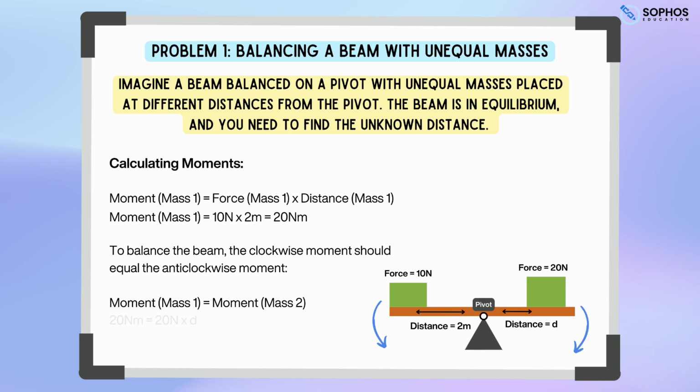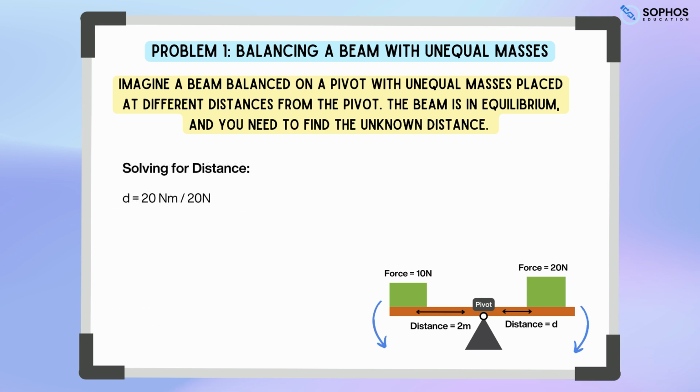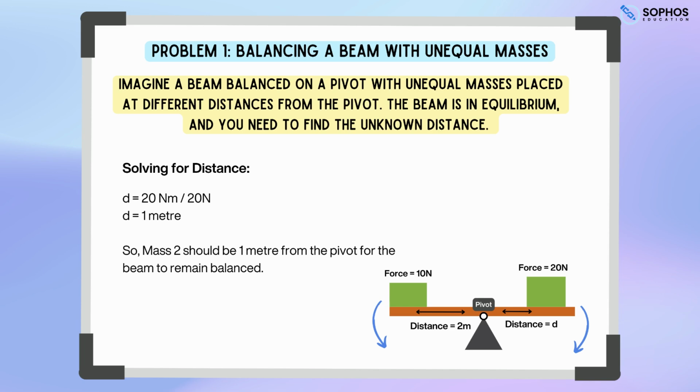We can put this into our equation, giving us 20 newton meters is equal to 20 times d. Then we can solve for distance by dividing both sides by 20. Therefore, d is equal to 1 meter. So, mass 2 should be 1 meter from the pivot for the beam to remain balanced.